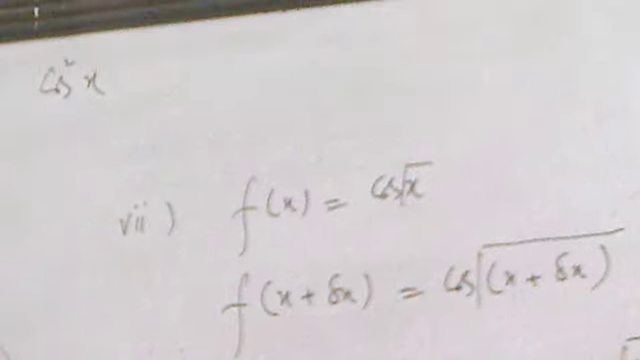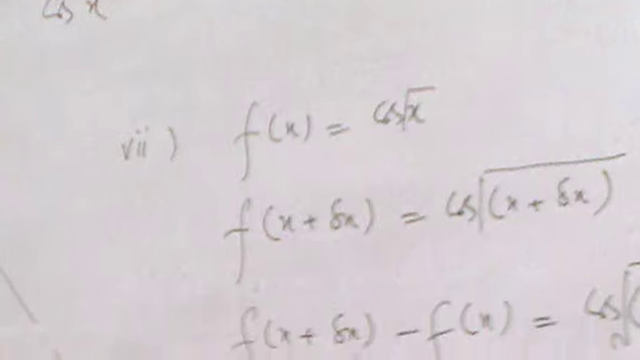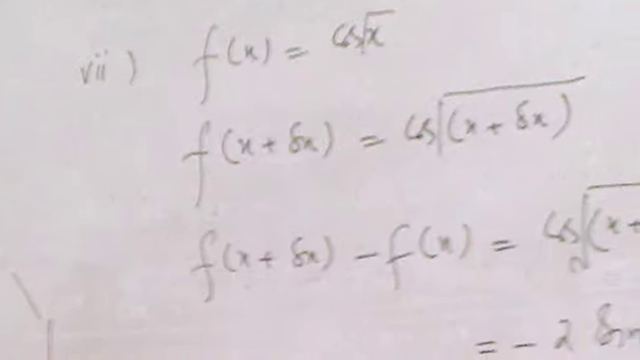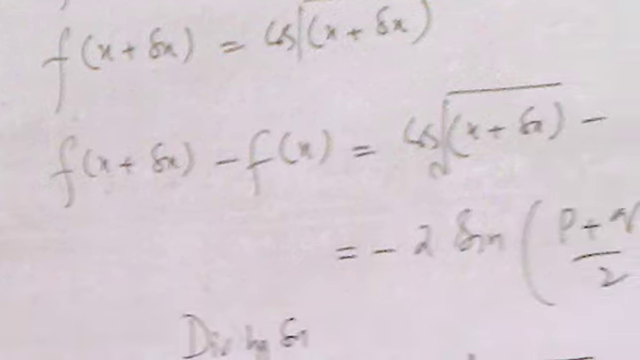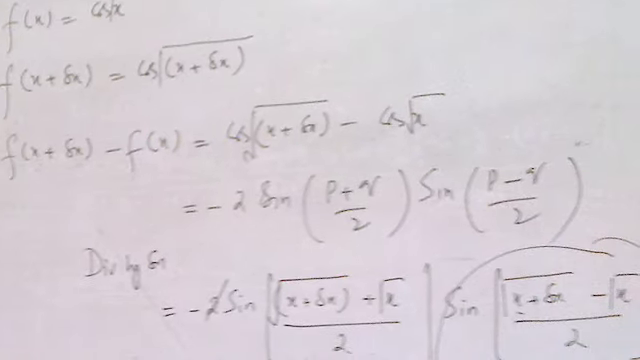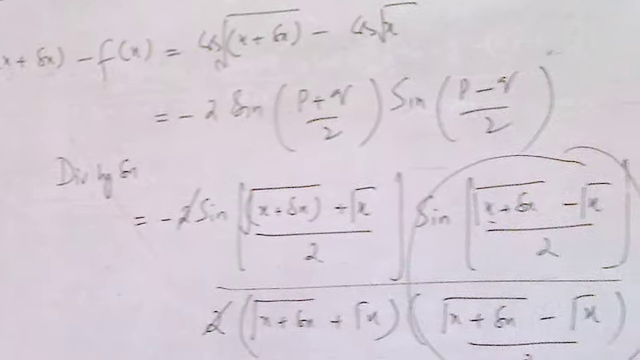Now here we have the formula. The question is cos square root x, we replace x by x plus delta x. Then we apply the formula cos p minus cos q is equal to minus 2 sin (p plus q) over 2 and sin (p minus q) over 2.